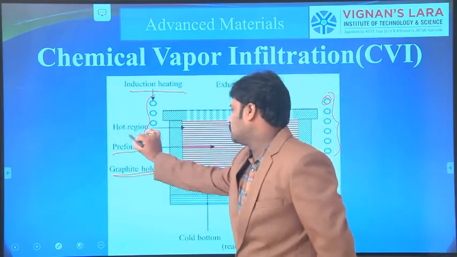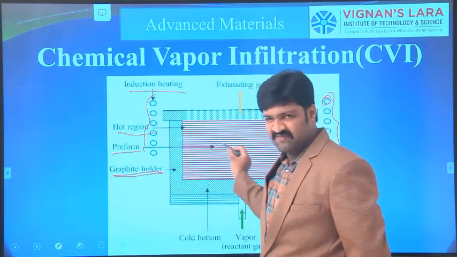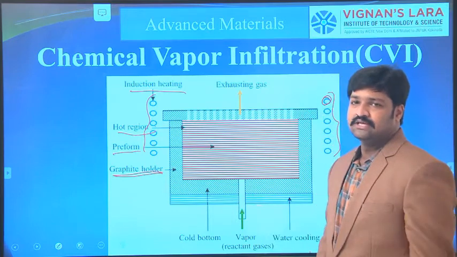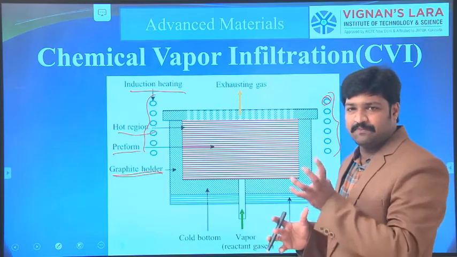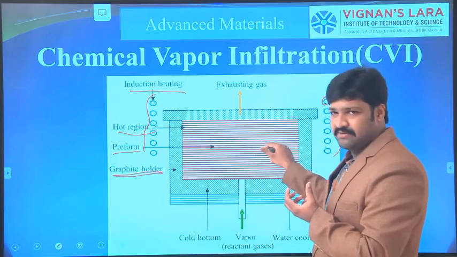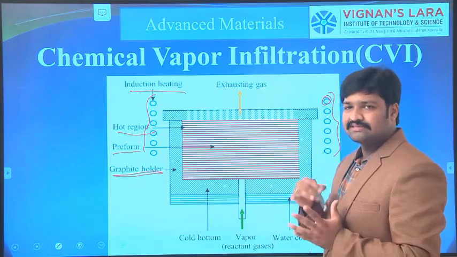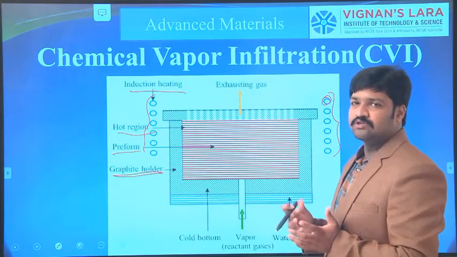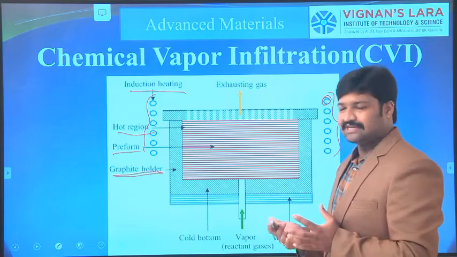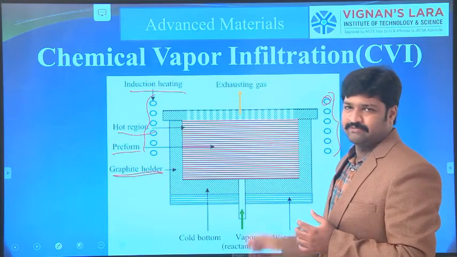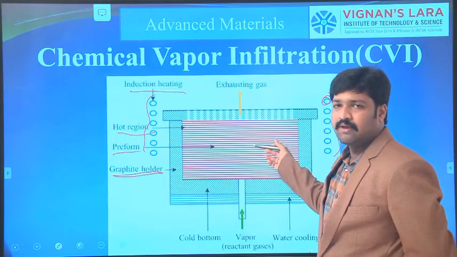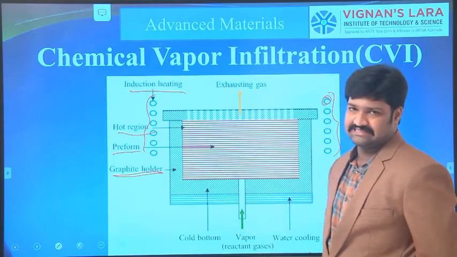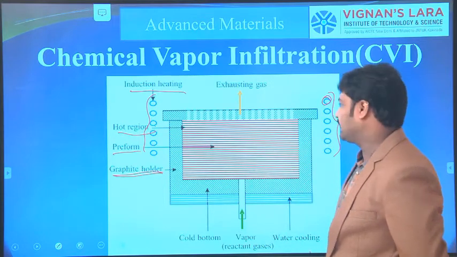This is the hot zone. The preform is placed in a graphite holder. Here this is also a net shape process. Depending upon the final shape and size of the component, we can use a similar size of preform, and the remaining spaces will be filled by the matrix material, so that ultimately we get a composite that consists of a reinforcement and a matrix material. Here the matrix material is formed by means of a chemical reaction between the reinforcement and the gases, which leads to the formation of matrix material.